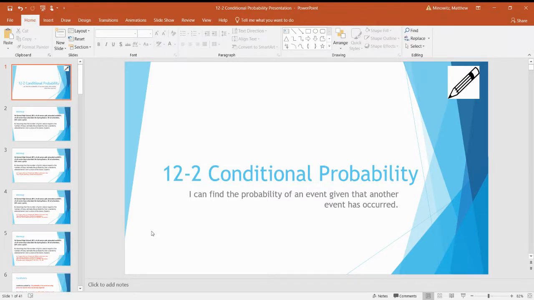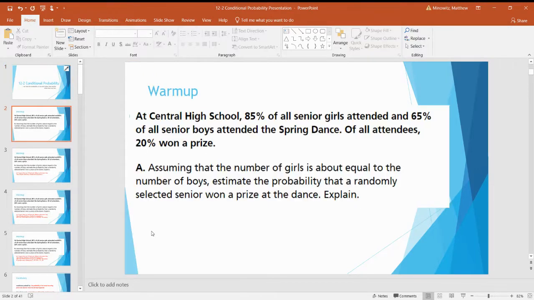So, we're still learning about how probability works, how to determine what the whole group I'm picking from is, and that's going to be really important today in conditional probability. So, today I want to be able to find the probability of an event given that I know something else has happened, given that another event has occurred. So, we're going to start with a warm up.